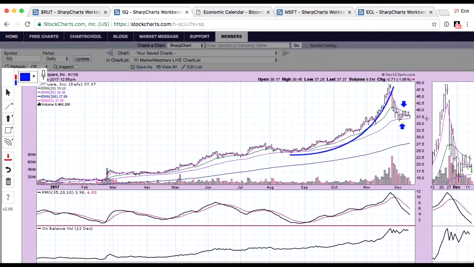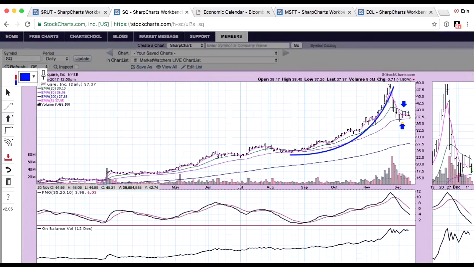I would be watching that 50-day EMA. If I was still holding it after this parabolic move, I'd watch the 50-day EMA. I'd probably set my stop just below it. It looks like a pattern where we're getting some consolidation and could come off of that.